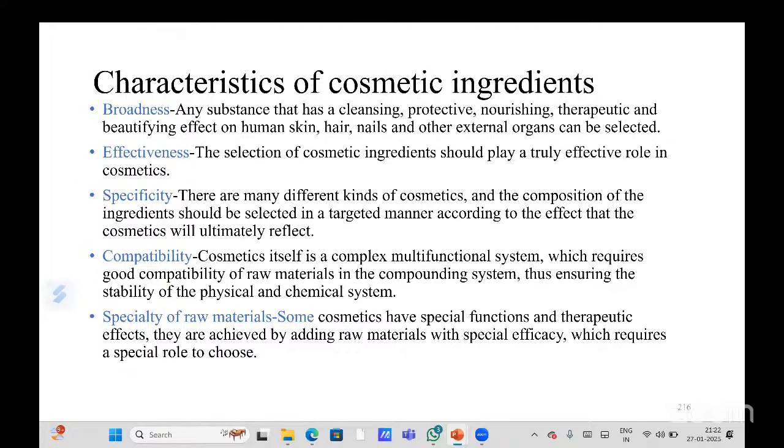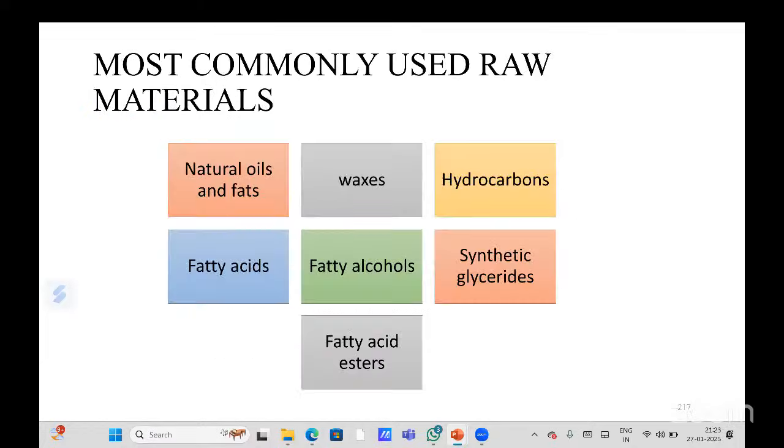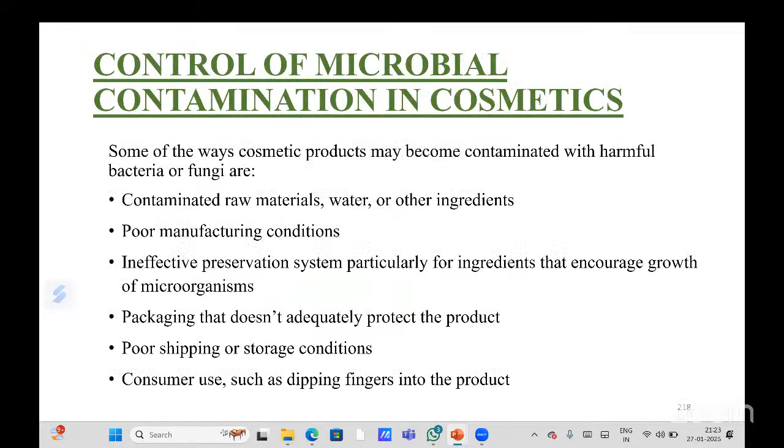Effectiveness: the selection of a cosmetic ingredient should play a truly effective role in the cosmetics. In a similar way, consider specificity, capability, and specialty of raw materials, etc. Some of the most commonly used raw materials are natural oils and fats, waxes, hydrocarbons, fatty acids, fatty alcohols, synthetic glycerides, and fatty acid esters, etc. Okay, so these are some points.